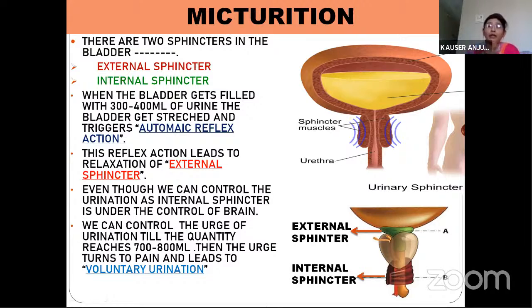When the bladder is filled with 800 ml or 700 ml of urine, then our controlling capacity decreases, and we start feeling pain. So then what happens? It undergoes voluntary urination. Though it is in our control, we cannot hold, and we will pass it. Okay, so this is about the micturition.